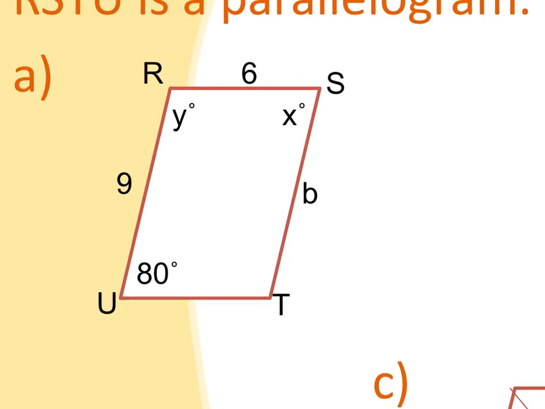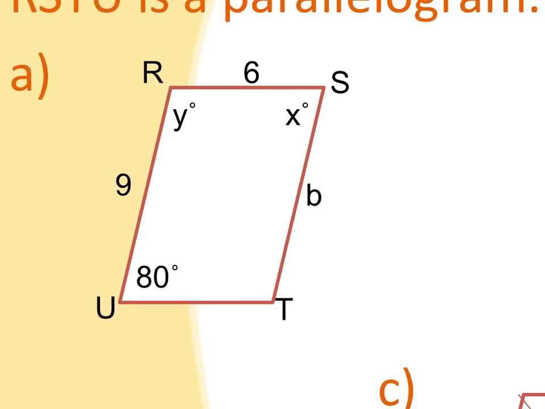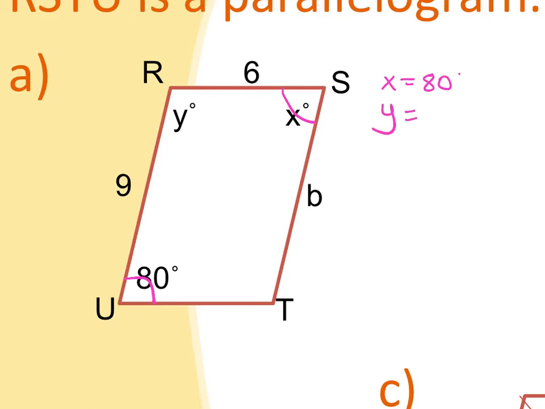So let's look at A first. What's the value of X? Why is that? It's opposite. Good. Opposite angles are congruent. What's the value of Y? 100. Why is it 100? Good. These are supplementary and these are supplementary.